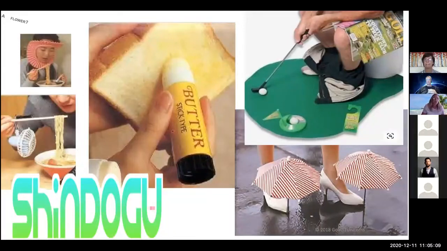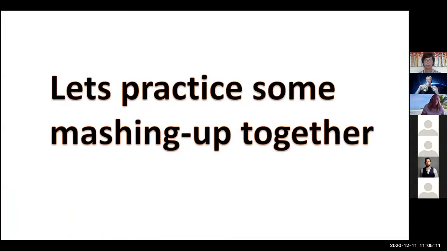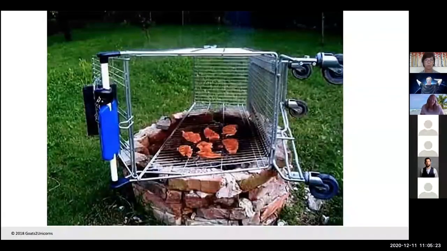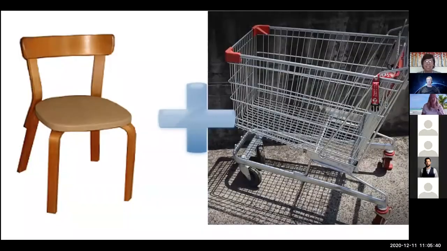So, just a few for our own practice. If we had to take a braai and a trolley, what do you think we could create from mashing these two products together? And I'm sure you've seen this, and this is why there's a limited edition of metal trolleys around anymore, because most things have plastic, because they were being stolen left, right, and center by our creative people who were using them for alternative uses. A trolley and a chair.